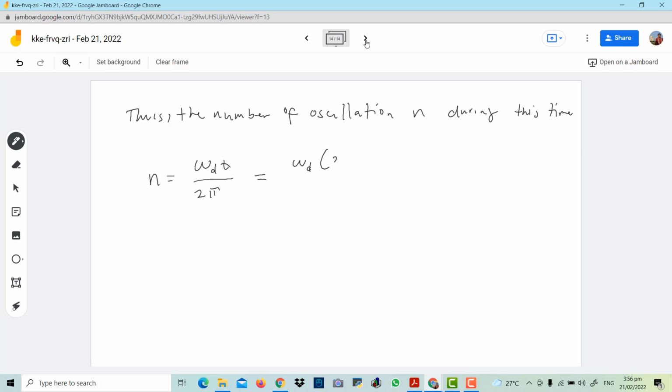And then we have omega d. I solved for the time, which is equal to 2 tau ln of 2 over 2 times pi. So I can cancel out the 2. The number of oscillations now is equal to omega d times the time constant tau ln of 2 over pi. Okay. Here, omega d tau is just equal to Q. Right? Is omega d tau over 2 pi just Q?